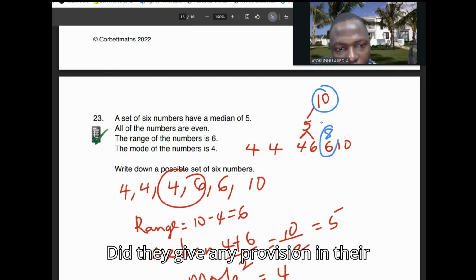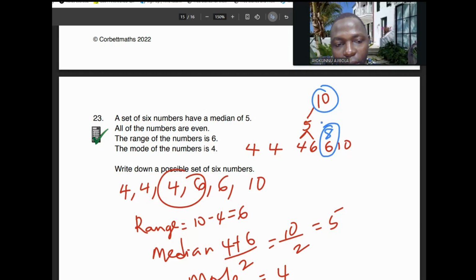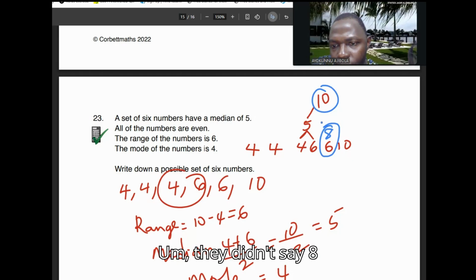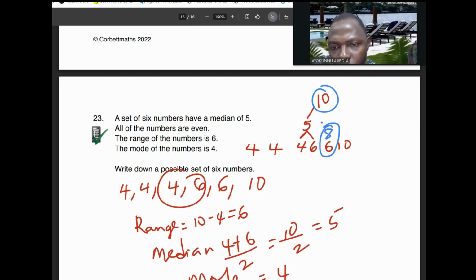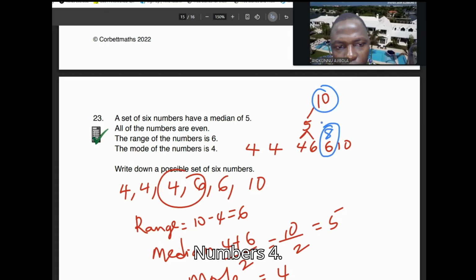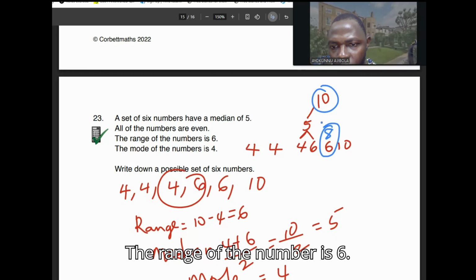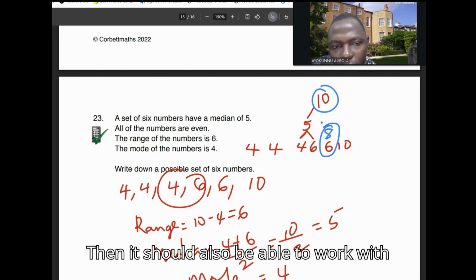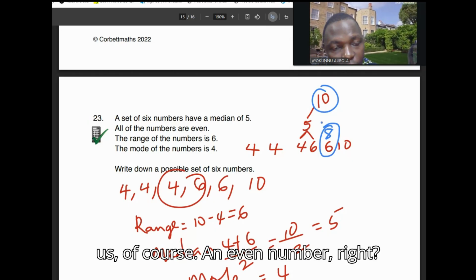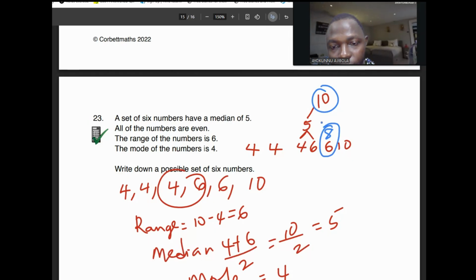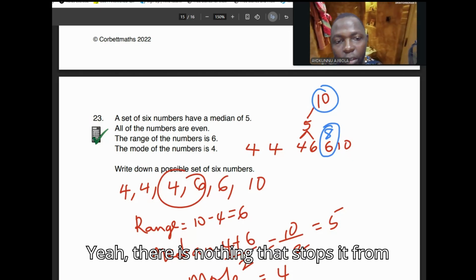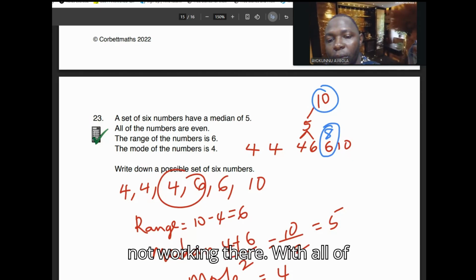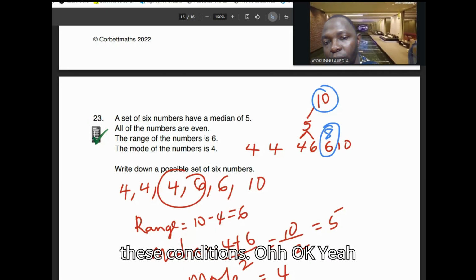Did they give any provision in their answer for 8 here? They didn't say 8 at all. The mode of the number is 4. The range of the number is 6. Then 8 should also be able to work. Of course, it's an even number, right? Yes. There is nothing that stops 8 from working there with all of these conditions.